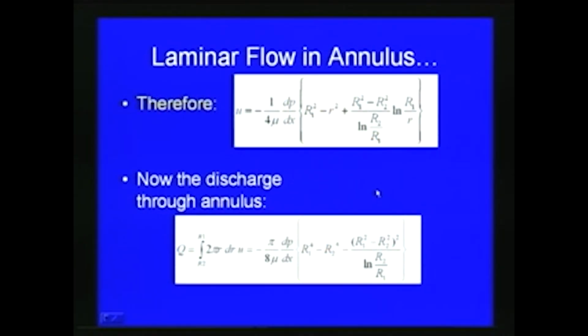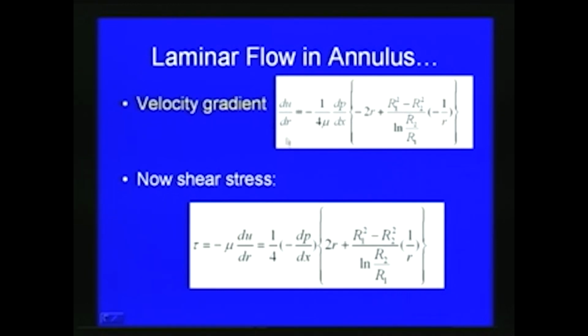Once the velocity is known, we can find the velocity gradient, and from Newton's law of viscosity we get the shear stress variation. With respect to the velocity variation we can also find the pressure variation, since the expression for velocity includes the pressure variation, from which we can find the pressure variation for the laminar flow in the annulus. So, all other parameters we can determine once we find the velocity.